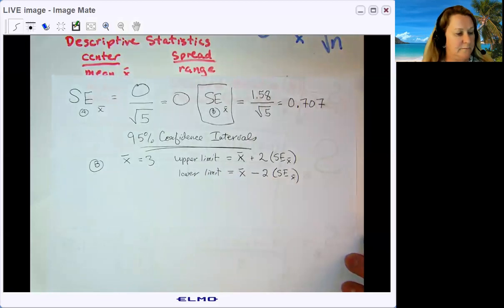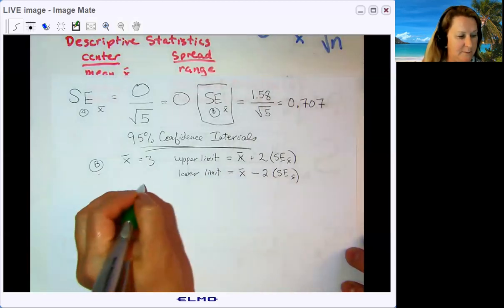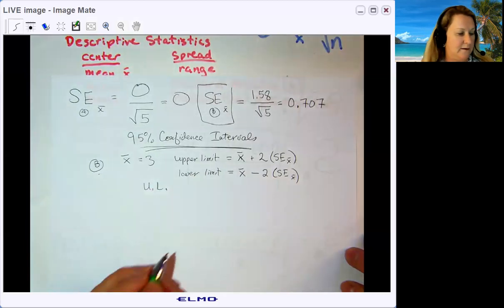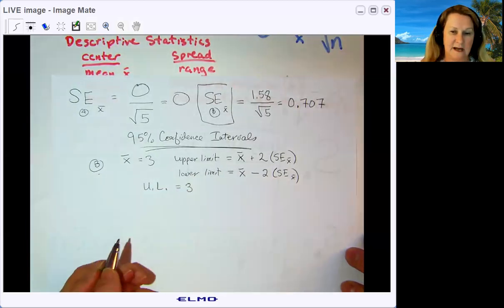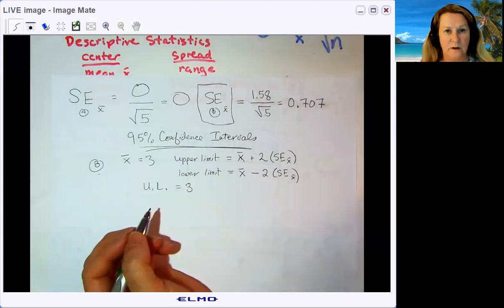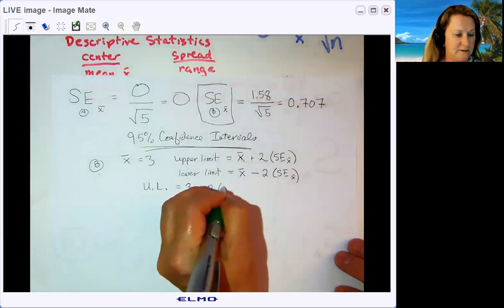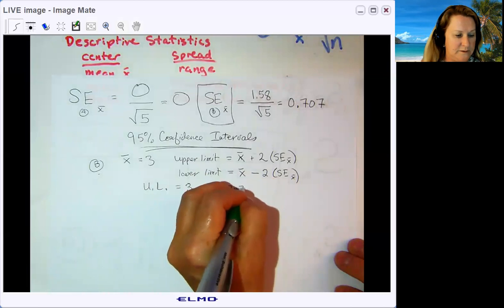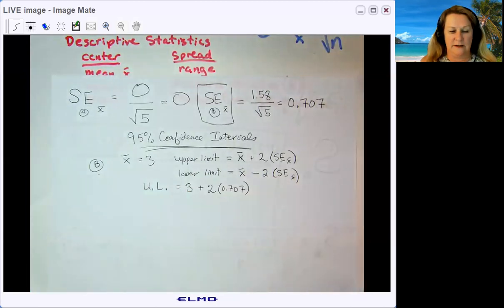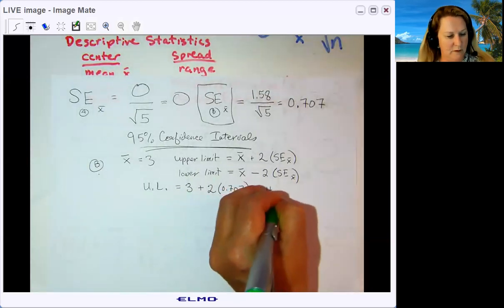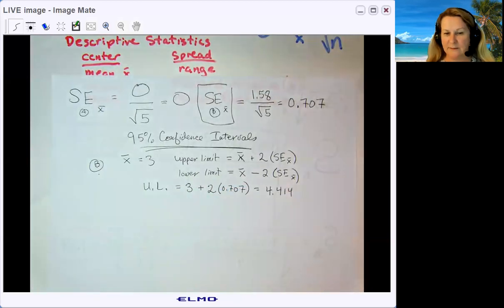So for data set B, our upper limit, I'm just going to abbreviate it UL, is going to be 3, because that was our mean. If you're not sure where that 3 came from, you might want to go back and review the prior video. And I'm going to add 2 times our standard error of the mean, which is 0.707. So let me put that in my trusty calculator here. 0.707 times 2 plus 3 is 4.414. That is the upper limit.